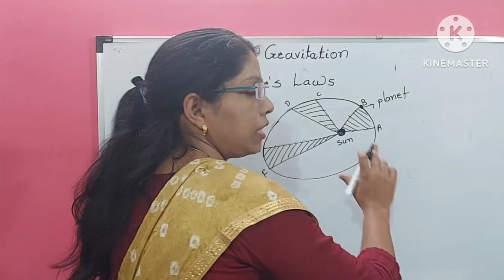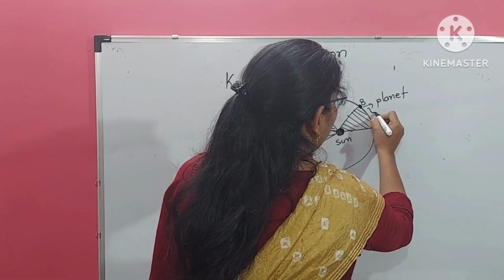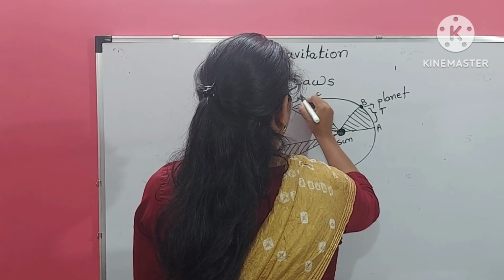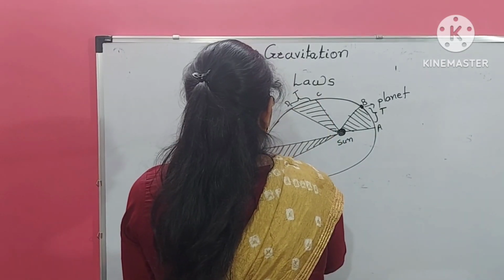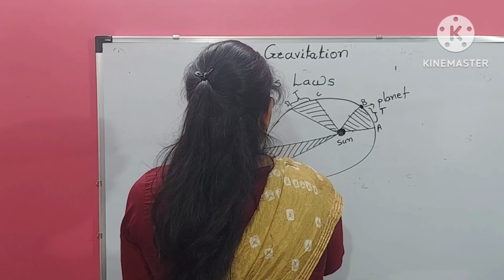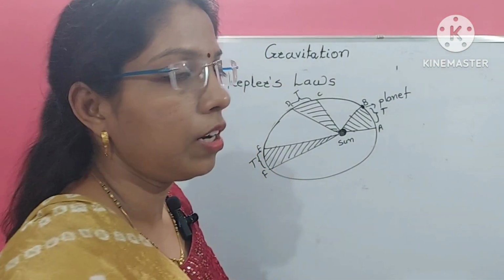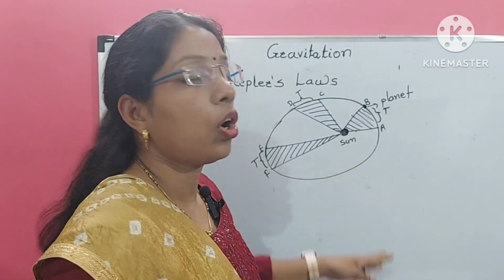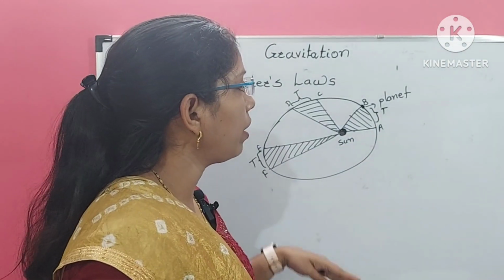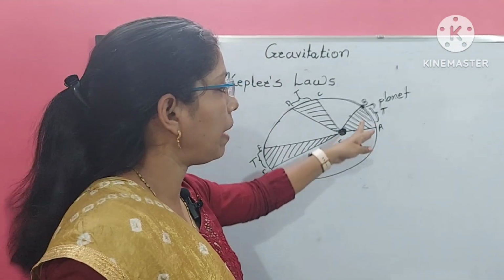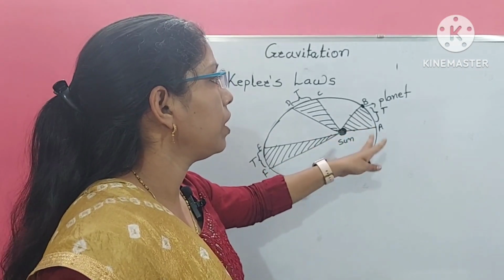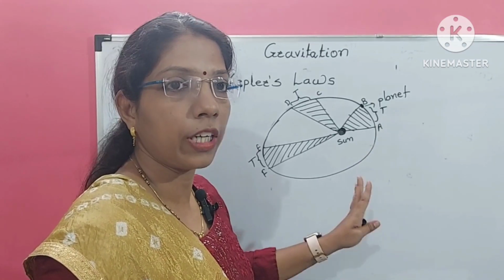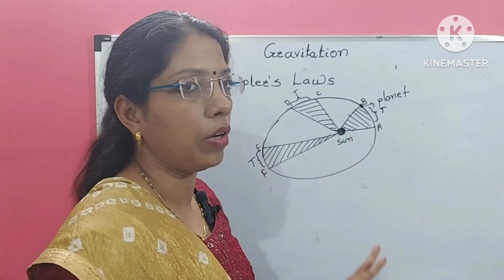Suppose to sweep this area, time interval capital T is required, and the same time interval is required to cover this other area. So in the same time interval, the area covered by the line joining the planet and the sun sweeps equal area in equal intervals of time. So the time required to cover that area is equal.